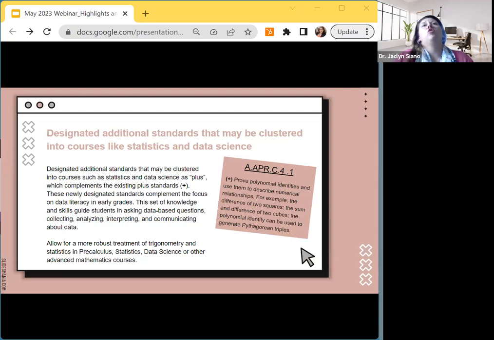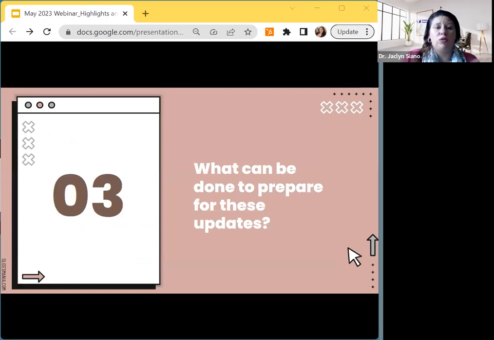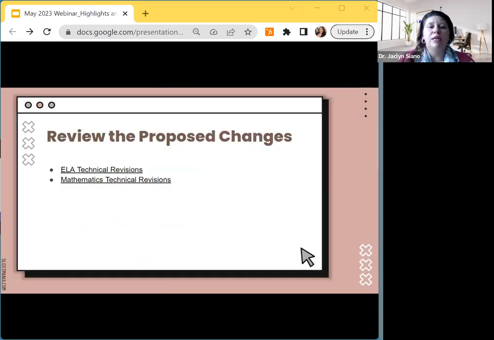So let's think about, from a curriculum perspective, from an administrator perspective, what can we do to prepare for these updates? What's the best course of action? The first thing is to definitely go in and review the proposed changes, specifically for the grade levels in which you are in charge.